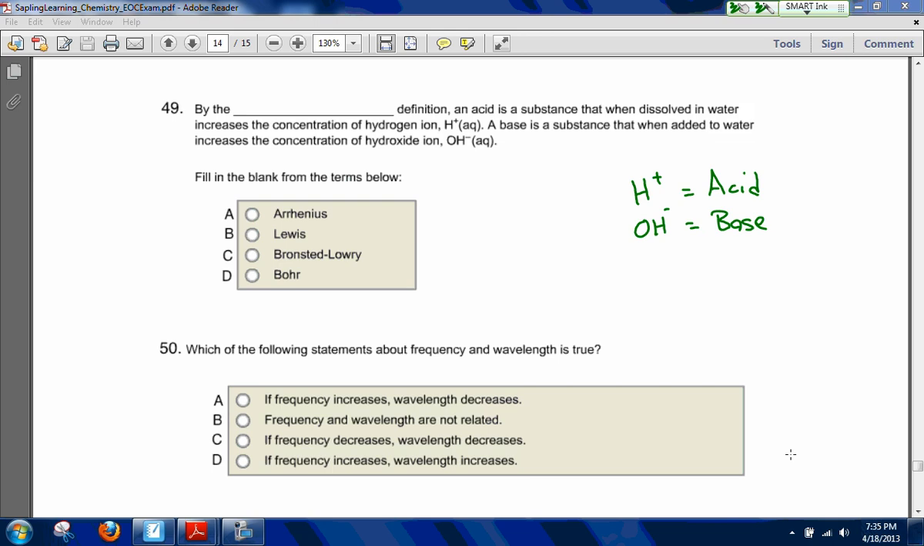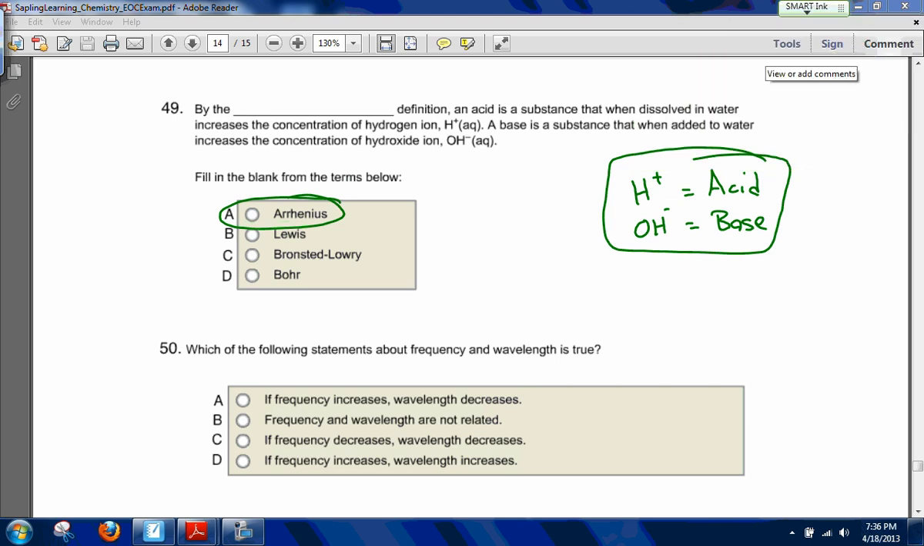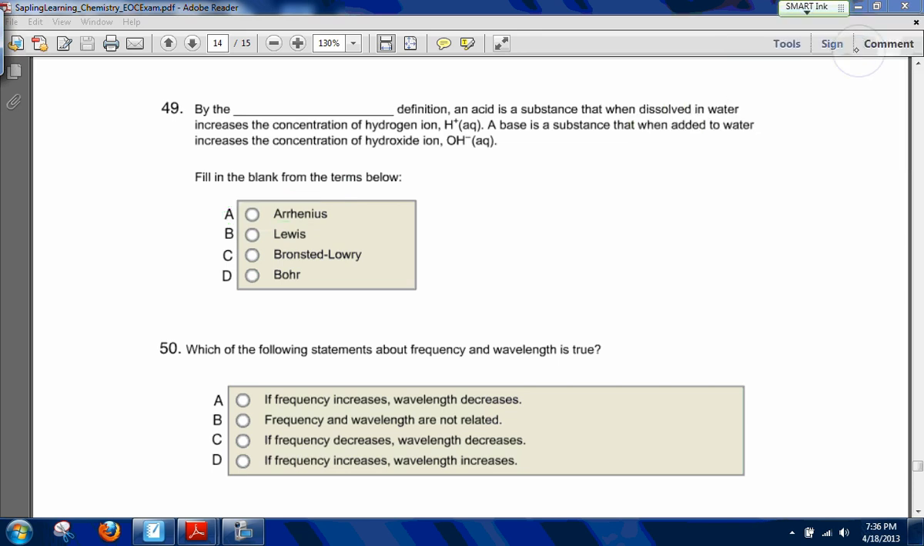Bronsted-Lowry said things about electron donor or hydrogen ion donor, hydroxide ion donor, things like that. It got a little bit more specific. Lewis was the one that said that you had electron pair donor, electron pair receiver. So the one that we're looking for is the most general. This is the Arrhenius acid. It's also the one that's the easiest to figure out most of the time, because you can just imagine if it starts with an H, it's an acid. If it has an OH in it, it's a base.